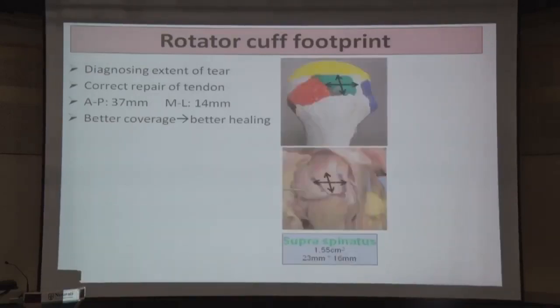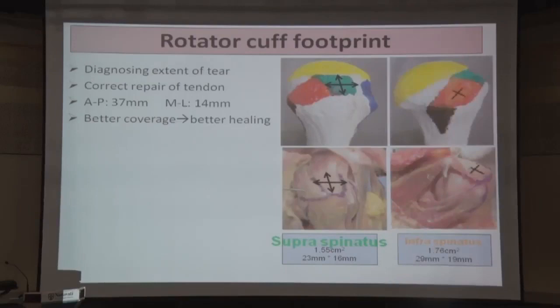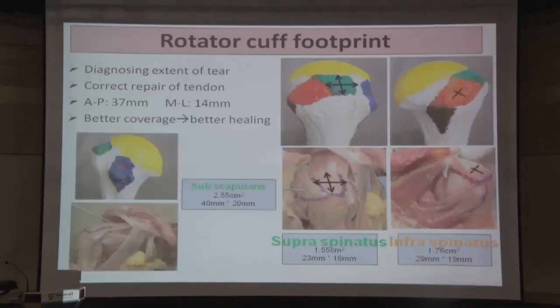Curtis in his study has defined these footprints. You can see the supraspinatus has a footprint of almost 1.5 centimeters square. Bigger than that is the infraspinatus, which almost has a 1.76 centimeter square of footprint. And similarly, subscapularis has the biggest footprint size. And when we do our rotator cuff tear repairs, we need to cover this footprint. And that is why the concept of double row or transosseous equivalent type of rotator cuff repairs has come into existence.